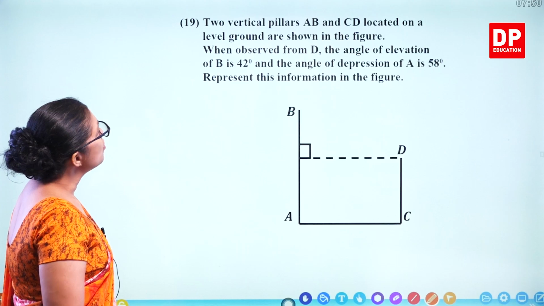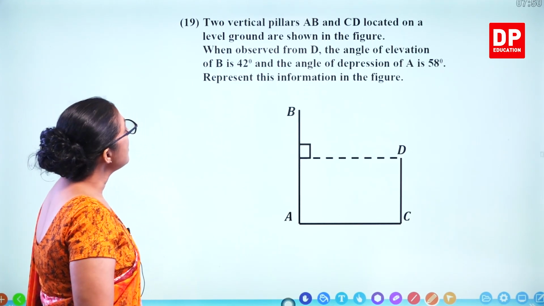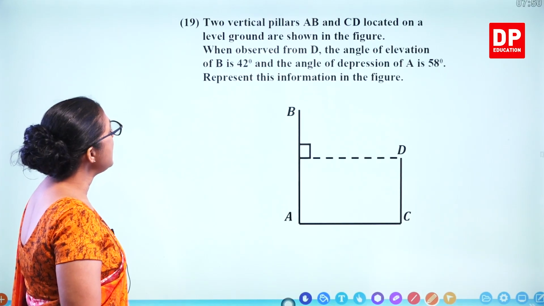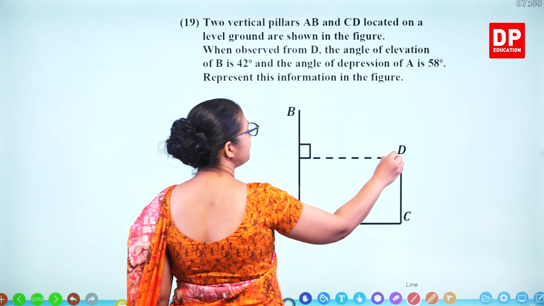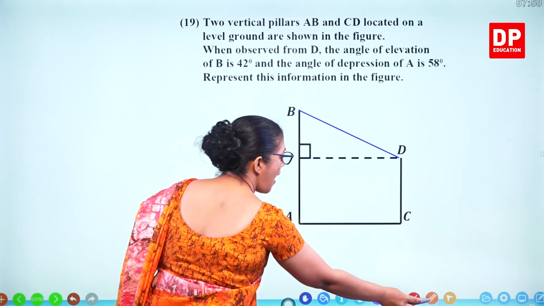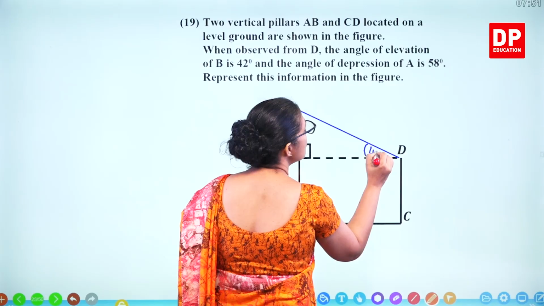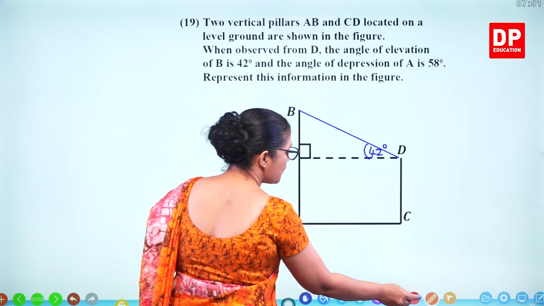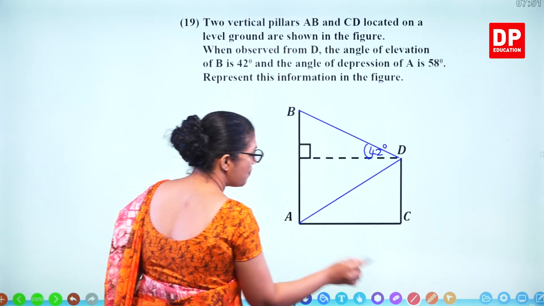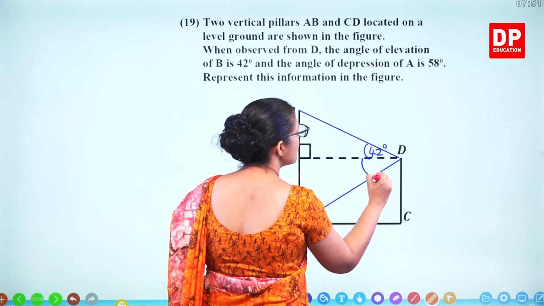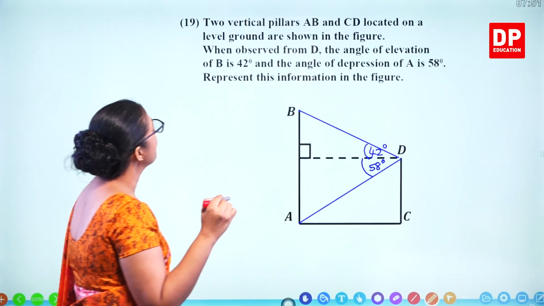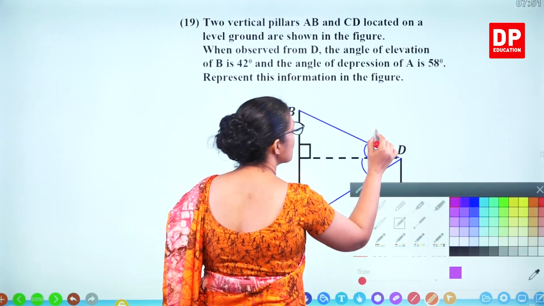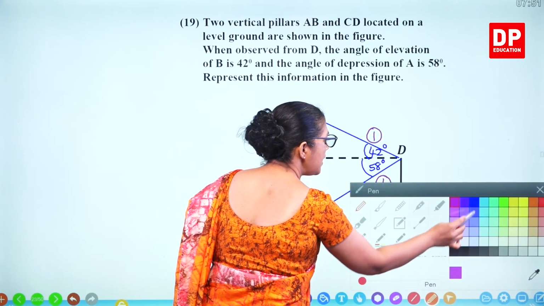Question number 19. Two vertical pillars AB and CD located on a level ground are shown in the figure. When observed from D, the angle of elevation of B is 42. How can we mark that? You look up, the angle of elevation, this one is 42 degrees. And the angle of depression of A is 58. This angle of depression means from horizontal downward. So, this is 58 degrees. Represent this information in the figure. So, you have to show both angles like this. So, 2 marks, 1 mark for this angle and 1 mark for the other one.